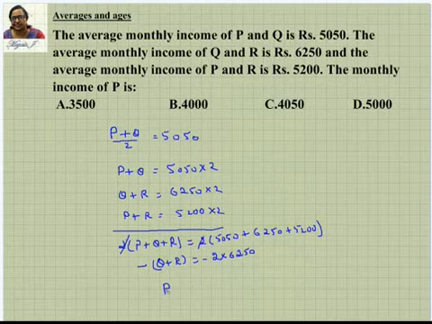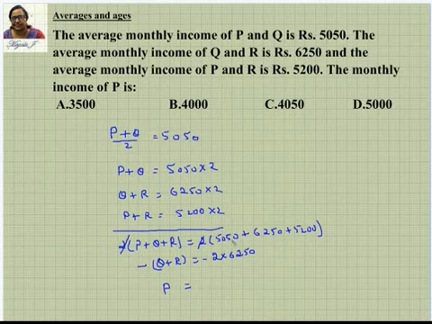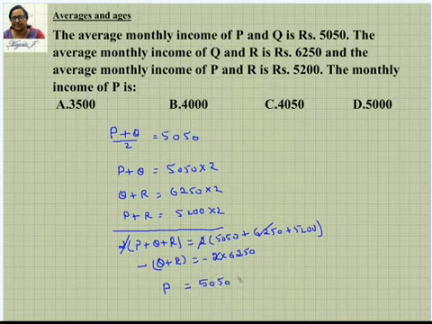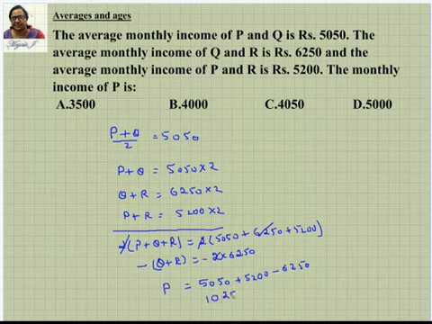P, which is equal to this side. You can see that you are going to cancel this part with this one. So the left out now is 5050 plus 5200 minus 6250. When you add this term, 5000 plus 5000 is 10,000. 200 plus 50 is 250. So this is 10,250. And then subtract 6,250, which is nothing but 4,000. So your answer is 4,000.